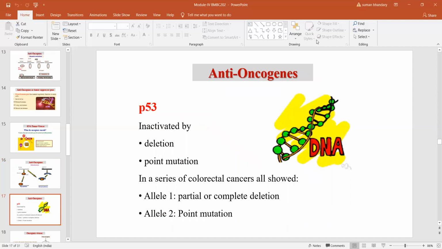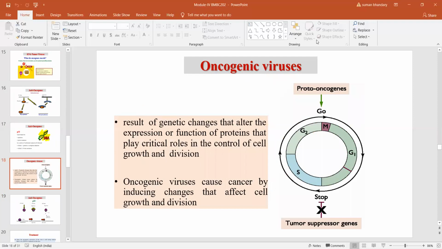P53 is a particular type of anti-oncogene we have already discussed. So it is inactivated by deletion, point mutation. So any kind of mutation will change this anti-oncogene or tumor suppressor gene into an oncogene, and here they will convert the normal cell into a cancerous cell.